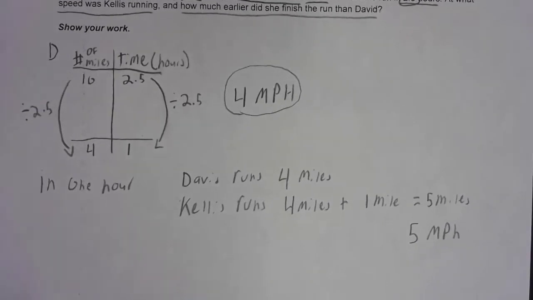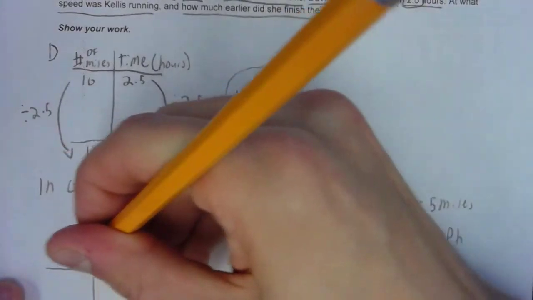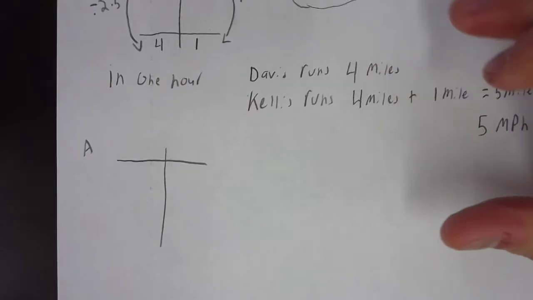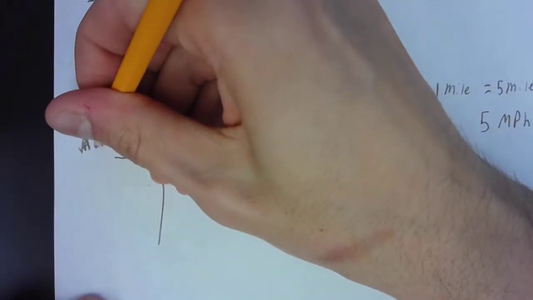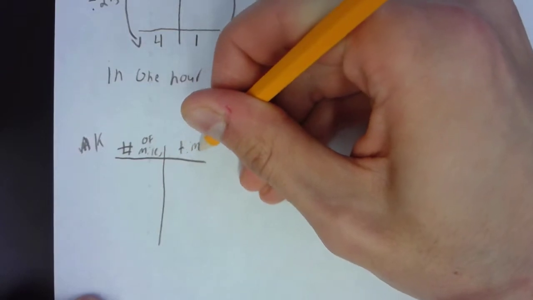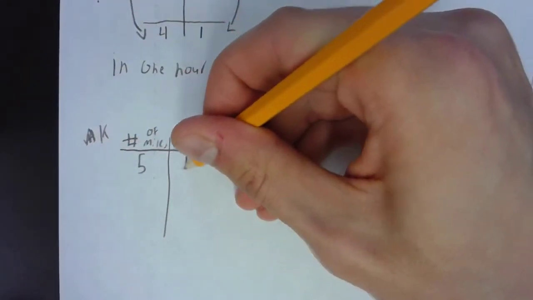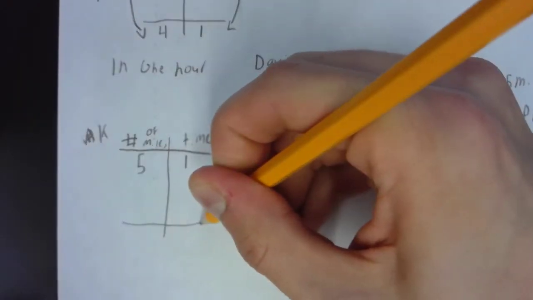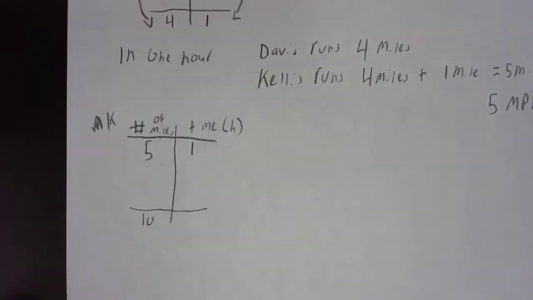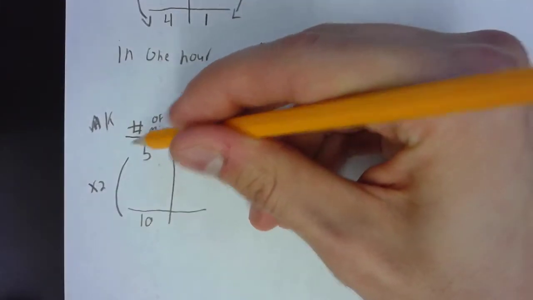So now the second part of the question is asking, how much earlier did she finish the run than David? So we know that David completed his run in 2.5 hours, right? So let's do another ratio table, this time for Khalees, K. We're going to do the same thing, number of miles, and then time in hours. So now we know her ratio is 5 miles are completed in 1 hour. We are trying to see how long it's going to take to complete the full 10-mile trek. So, very simply, just multiply by 2, number of miles on this side, by 2 to get to 10. Do the same thing on the other side to get to 2.